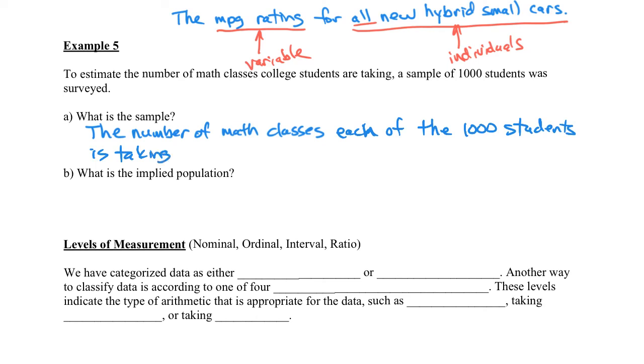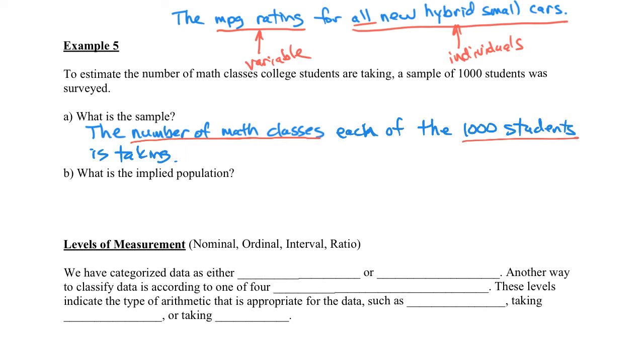So I'm just going to show you what we're doing here. We're mentioning the variable, which is the number of math classes. That's what we're measuring, and we're measuring it from 1,000 students. So for the sample, we've got the variable and the individuals.